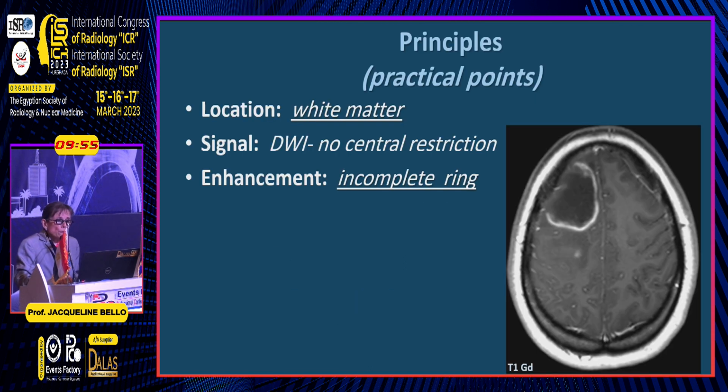The principles here are very practical points. This was a white matter lesion. There was no central restriction on diffusion. The enhancement shows an incomplete ring.